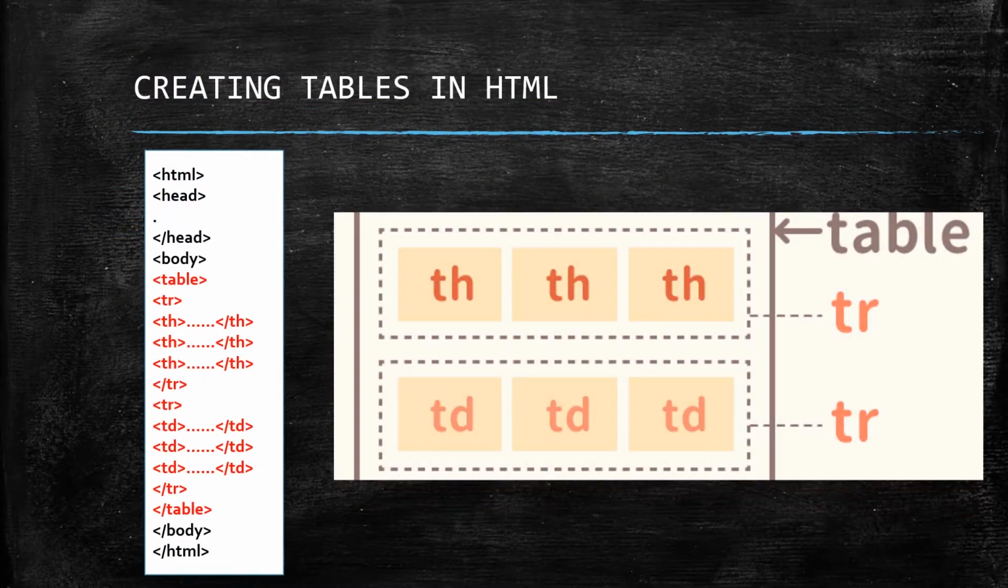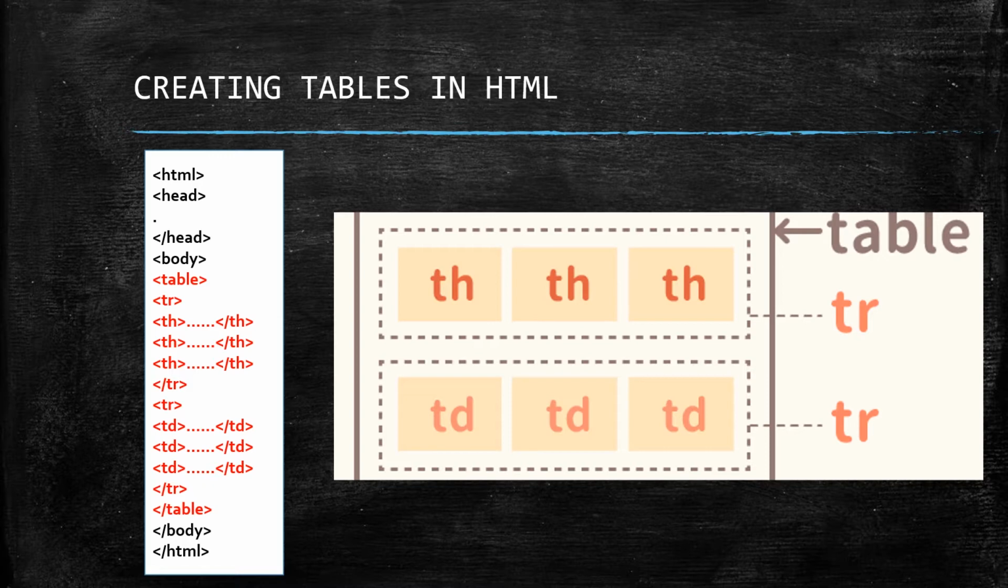First, we are going to learn how to create a table using HTML. In the body section of an HTML document, we can use the table tag first to define a table. After defining a table, the first tag that we are going to use is the tr tag. The tr tag defines a row in a table.